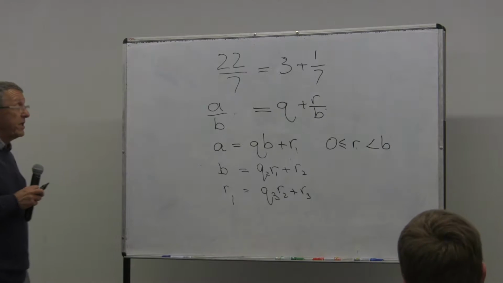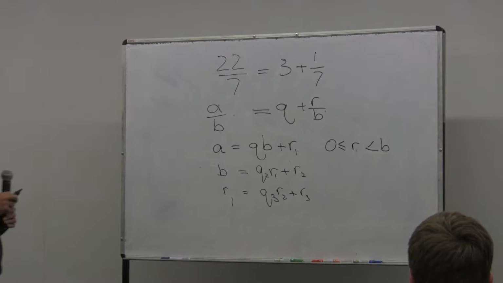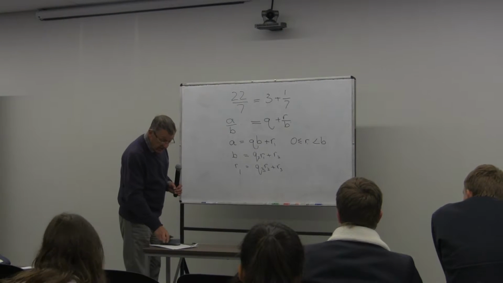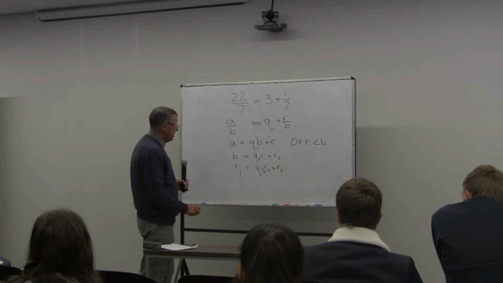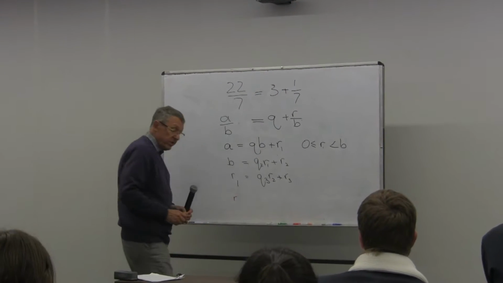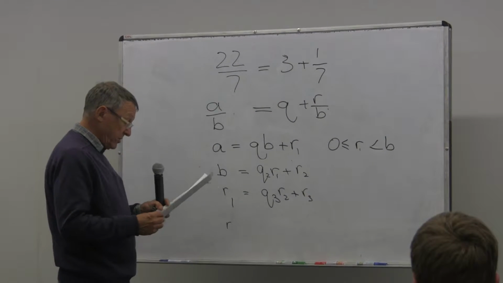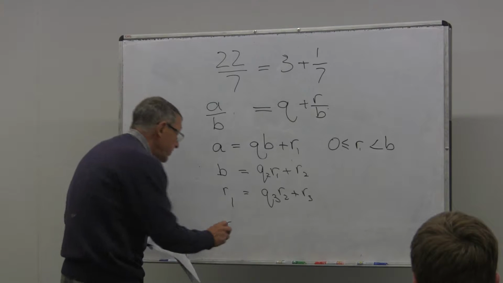between 0 and b. They're all squeezed between 0 and the one before. So it can't go on forever. So there has to be a stage when the remainder is 0. So there must be some point. Maybe we'll do the second last one. Let me get my numbers right, since I'm not getting them very accurately now.